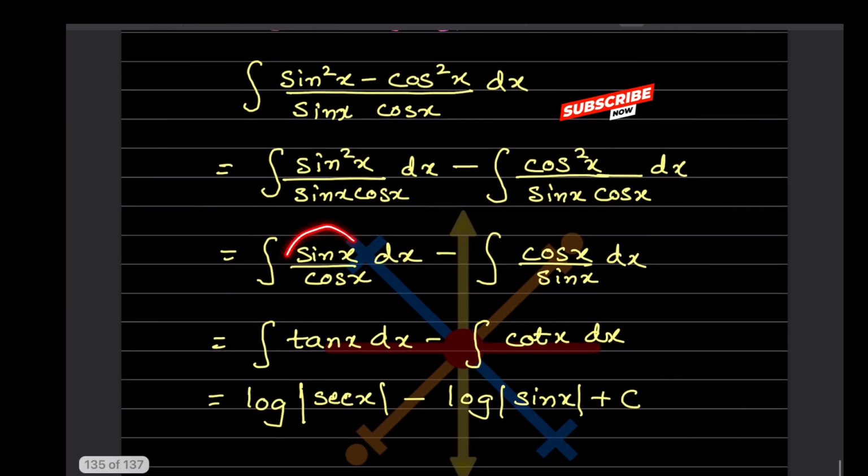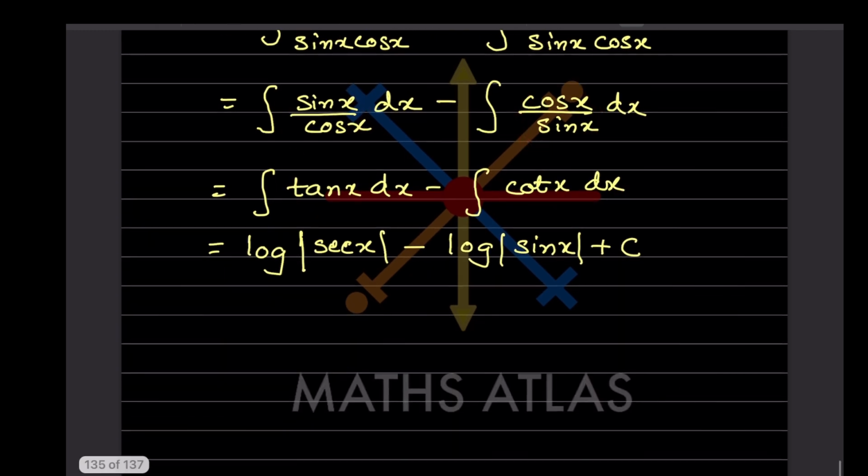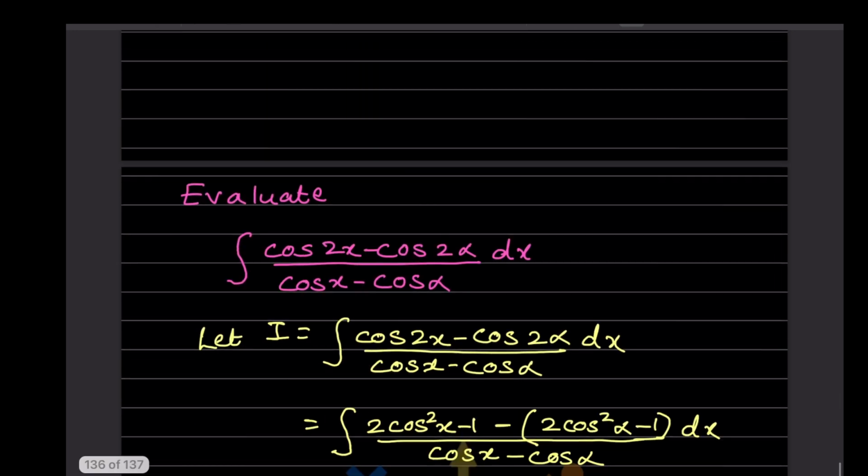So now you know sin x by cos x means that is going to be tan x. So let us keep this as it is now. And cos x by sin x is cot x. So now whenever you take the integration of this, you can write it as log of sec x minus log of sin x plus c. So this is the final answer.